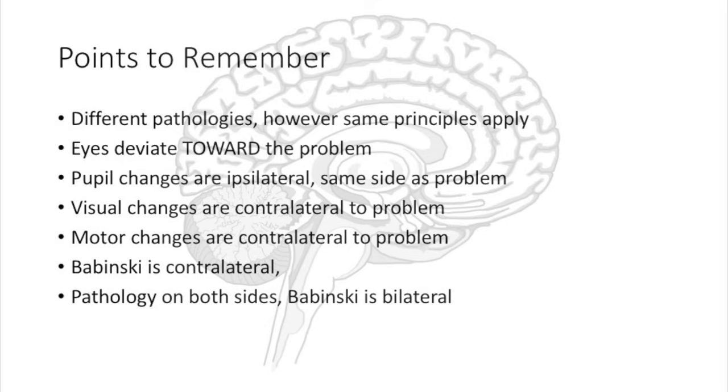Cranial nerve number 2 is the vision. Cranial nerve number 3 is the ocular motor. Cannot stress that enough for the test. Motor changes are also contralateral to the problem. Babinski's are contralateral as well. Again, that's part of the motor changes. And with pathology on both sides, Babinski is bilateral, just like the pupil changes.